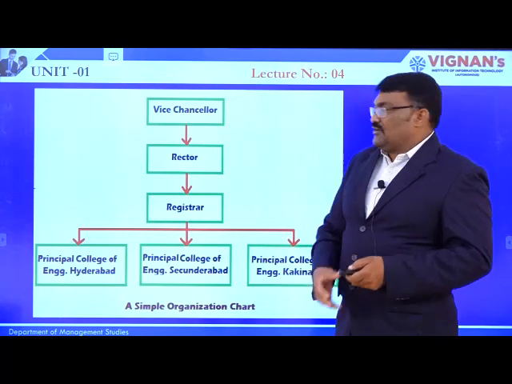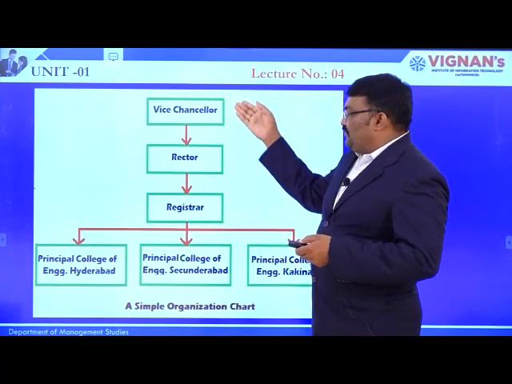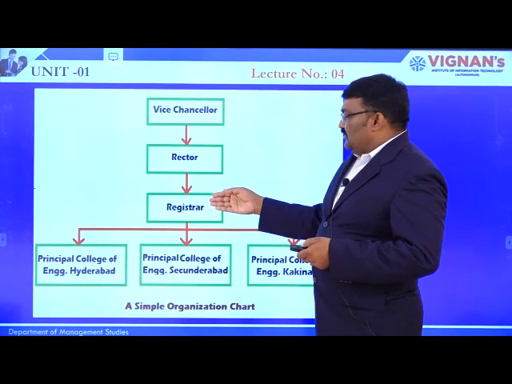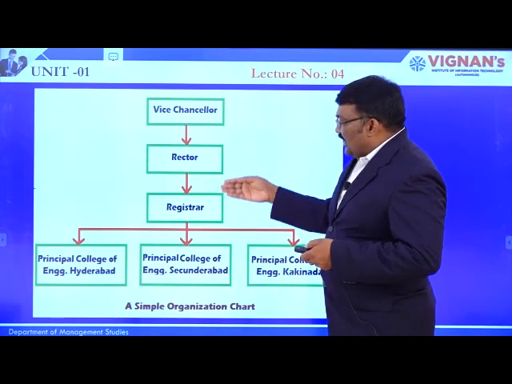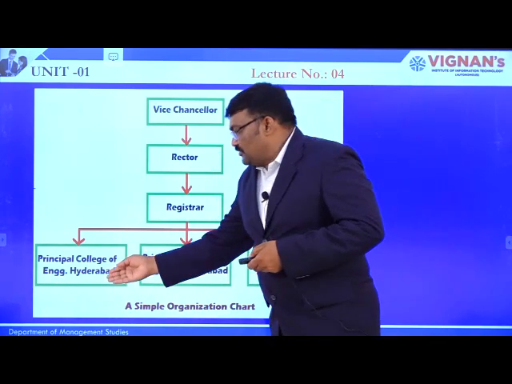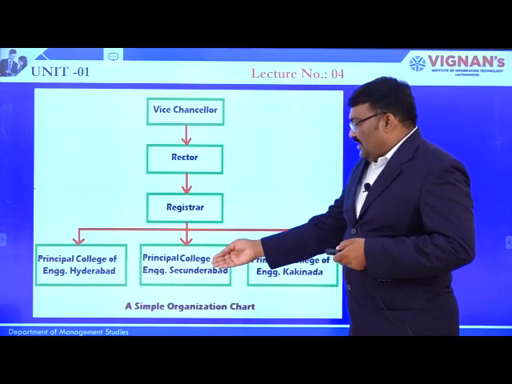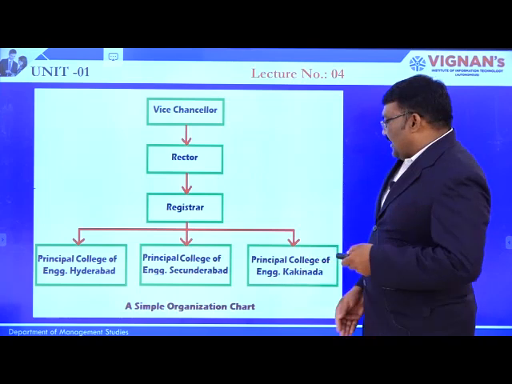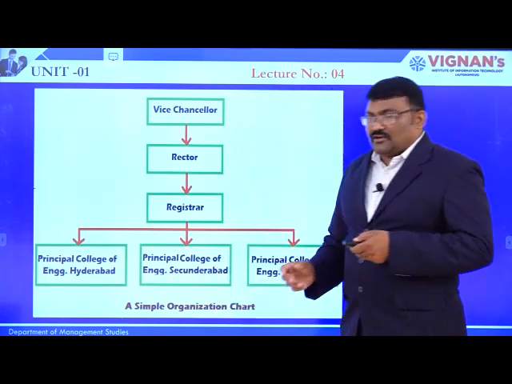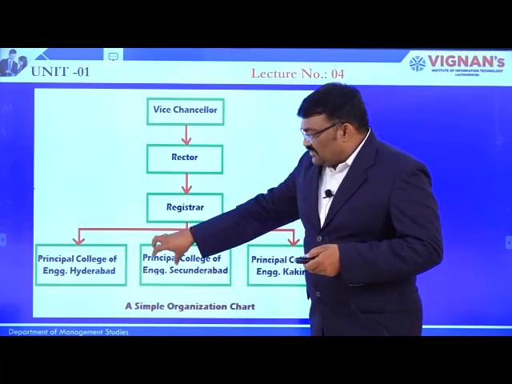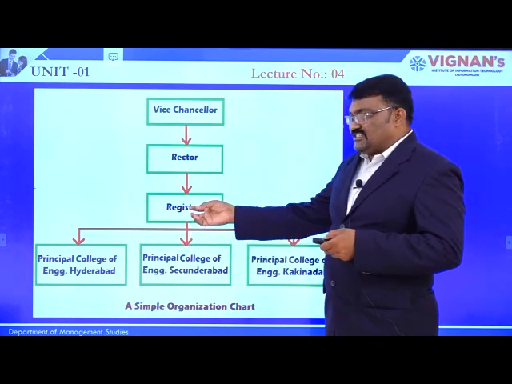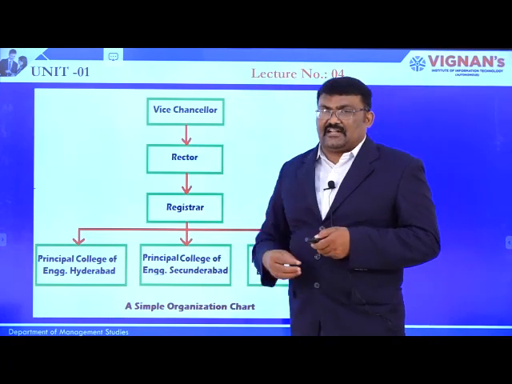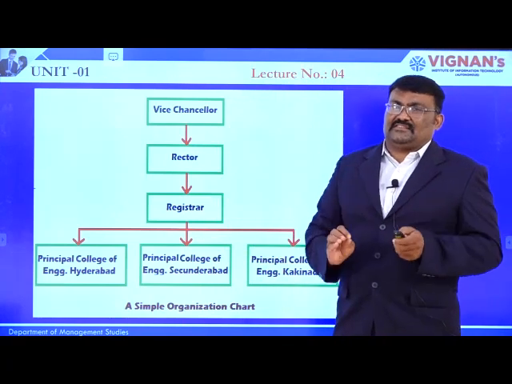Related to that, we have a vice chancellor and the rector reporting to the vice chancellor, and the registrar reporting to the rector, and under the registrar we have the principal of the college of engineering Hyderabad, the principal of the college of engineering Secunderabad, and the principal of the college of engineering Kakinada. These 3 principals report to the registrar, the registrar in turn reports to the rector, and the rector reports to the vice chancellor. A simple level of organization structure.